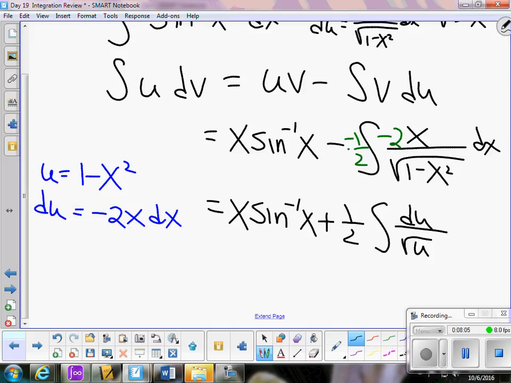I'm rewriting it now. You're good at doing it without rewriting it first. It's fine. How do you... Yeah, you have to rewrite it as u to the negative 1/2. Then we can use the power.